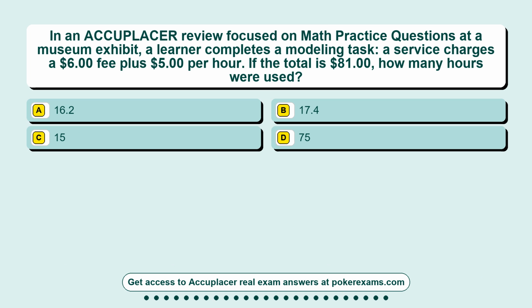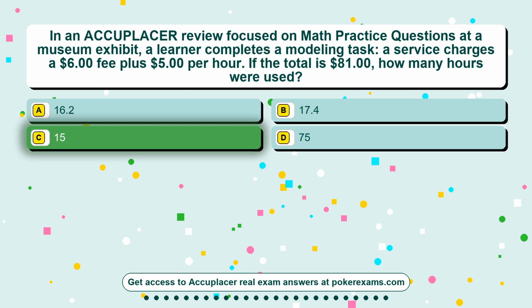Question 12. In an Accuplacer review focused on math practice questions at a museum exhibit, a learner completes a modeling task. A service charges a $6 fee plus $5 per hour. If the total is $81, how many hours were used? Option A, 16.2. Option B, 17.4. Option C, 15. Option D, 75. The correct answer is option C, 15.